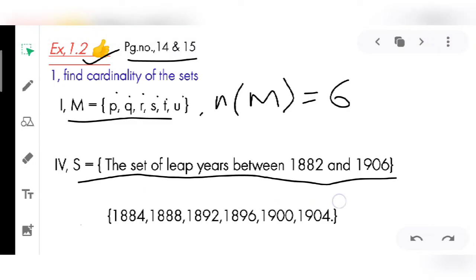Okay students, now we have these years. These are the 6 leap years between 1882 and 1906. So this is the set with its cardinality. How much? n of S is 6. So this is the cardinality of the set S.